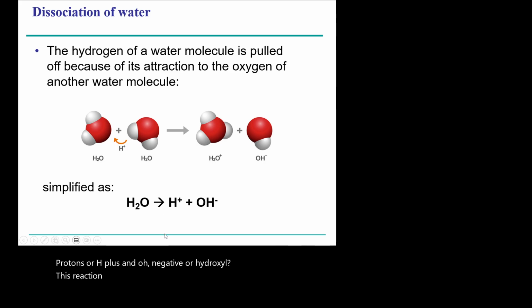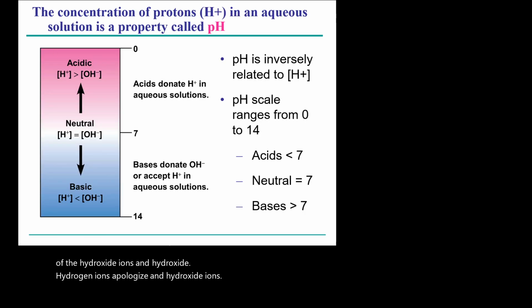This reaction, the way that water can dissociate in a solution, can influence a chemical property of the water known as pH. And it specifically has to do with the concentration of the hydrogen ions and hydroxide ions. pH is the property that is determined by the concentration of protons in an aqueous solution. In fact, pH stands for potential of hydrogen.